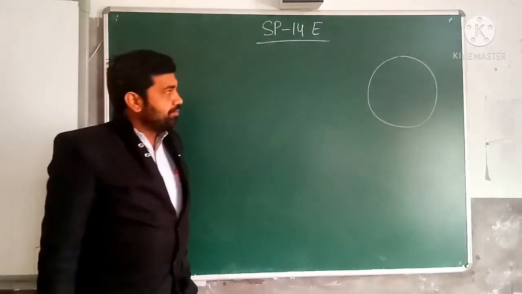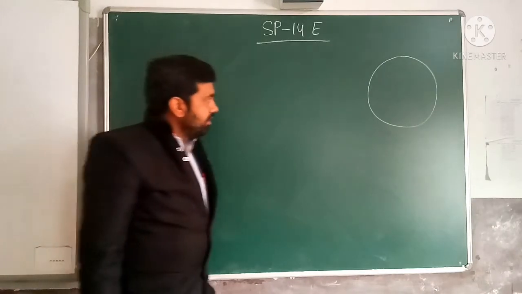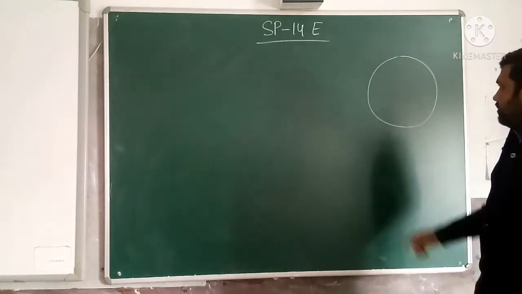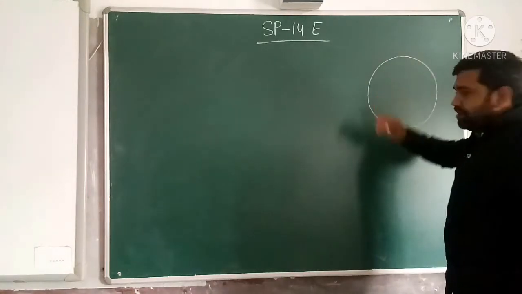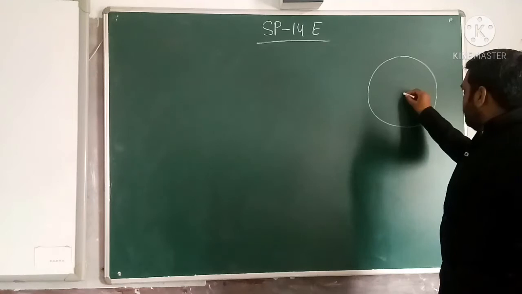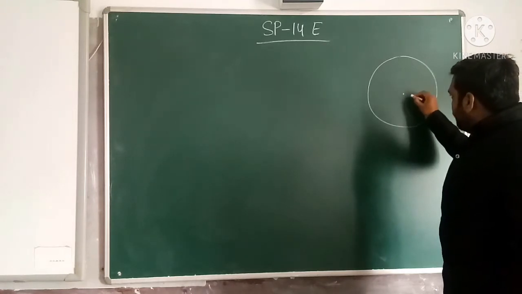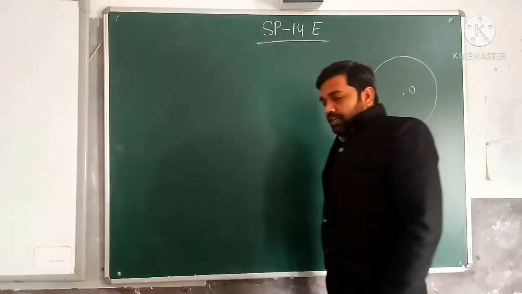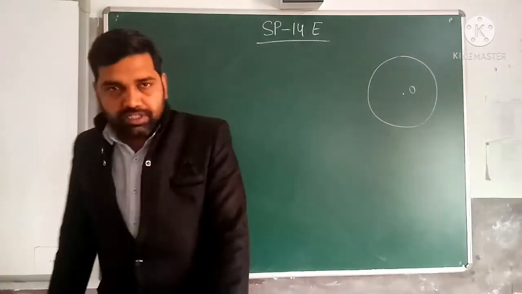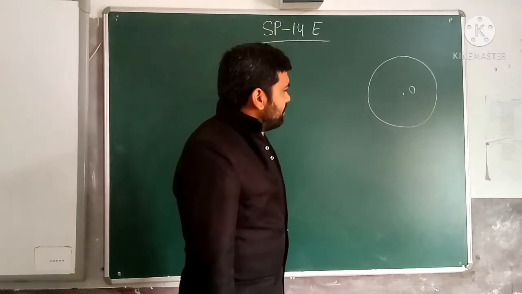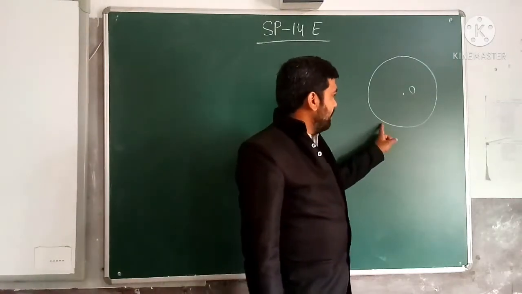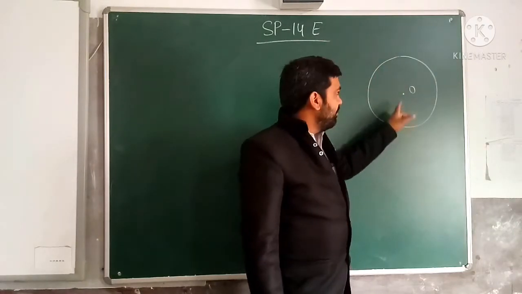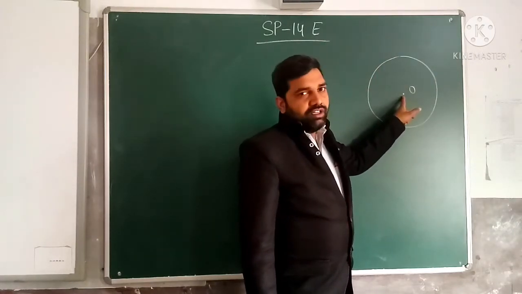This is a circle. A circle is a plane figure which is bounded, or closed, by a curve. This is a closed curve, and this is the center of the circle, which is called O. If you define the circle, the circle is the locus of all points. Locus means positions. Here the curve is made up of many points, and all the points are equidistant from the fixed point O, which is called the center of the circle.